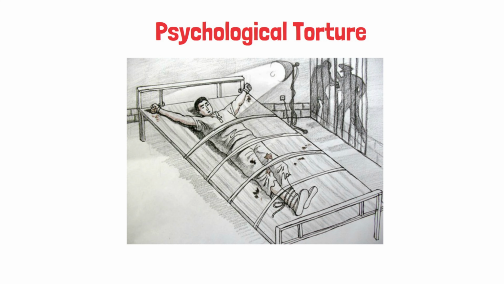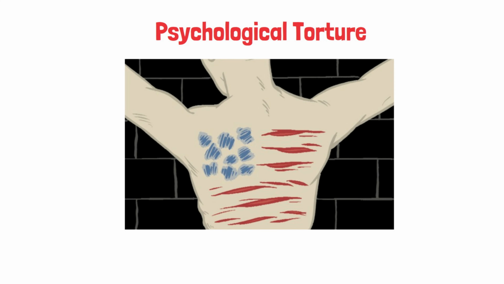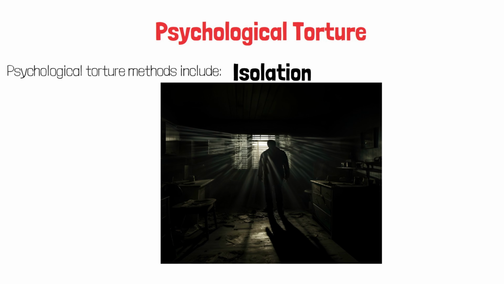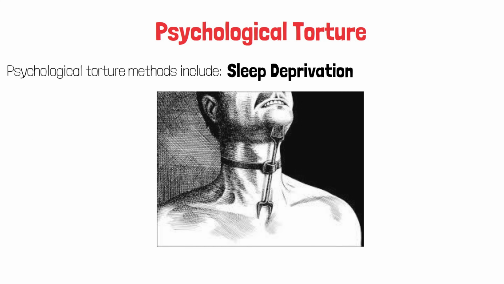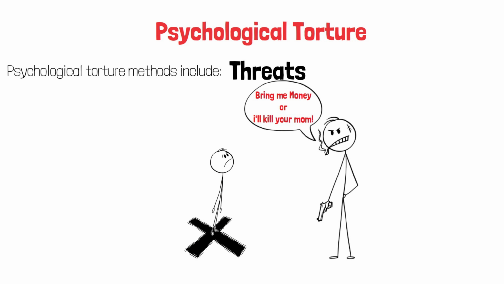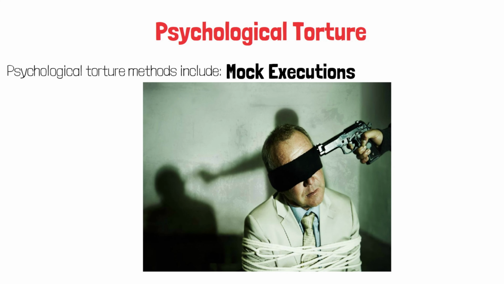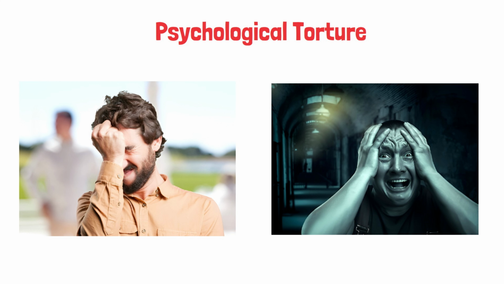Psychological torture. Psychological torture targets the mind, aiming to cause severe emotional distress and mental suffering. While it may not leave visible scars, it can be just as destructive as physical torture. Common psychological torture methods include isolation, keeping a person in solitary confinement for long periods, often in darkness or silence, causing sensory deprivation. Sleep deprivation, denying the victim sleep for extended periods, leading to hallucinations, confusion, and mental breakdown. Threats, constantly threatening the victim or their loved ones with harm or death, even if those threats are not carried out. Mock executions, simulating an execution to instill extreme fear, where the victim believes they are about to be killed. These techniques are used to break a person's will, induce paranoia, and strip them of their sense of control.